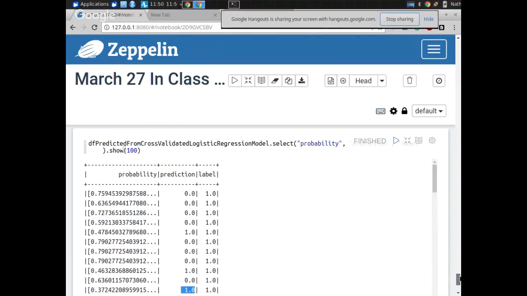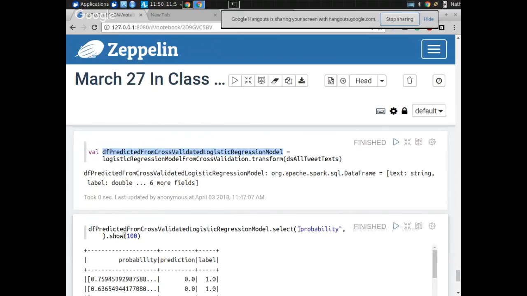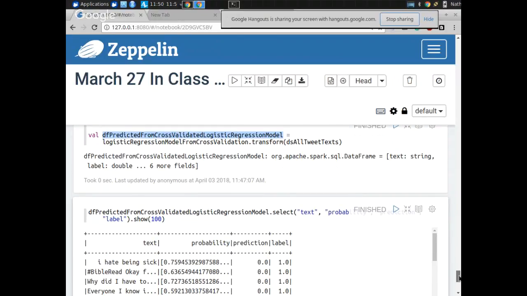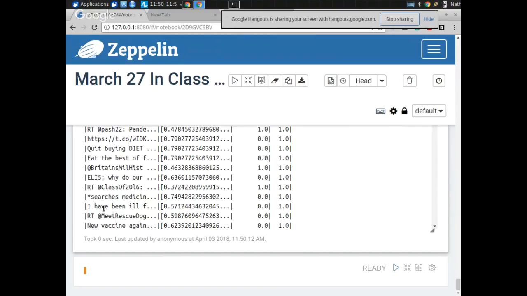And what would be especially interesting is if we could select the text here, right? So if we go to the text, I don't know, it's going to be really big now. I hate being sick. So that is labeled as one. It predicted zero, maybe because it had hate in it or something like that. I have been ill.